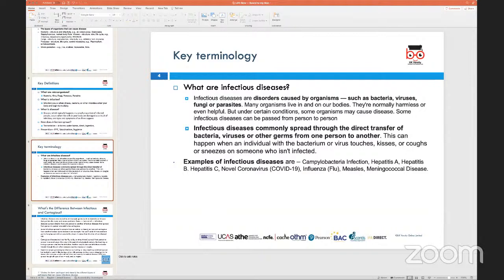Now, there are various examples of how infectious diseases can transfer. So hepatitis A, hepatitis B, hepatitis C, novel coronavirus, or as we call it, COVID-19, influenza, which is basically a flu, measles, meningococcal disease. These are all diseases which can spread through direct transfer from one human to another. And because they can spread so quickly, and cause entire swathes of the population to get infected over a small period of time, that is why they are called infectious diseases.